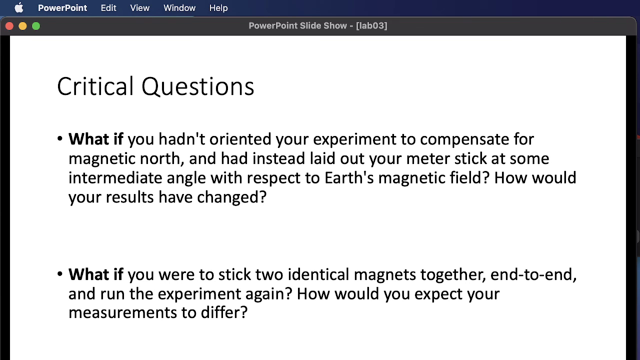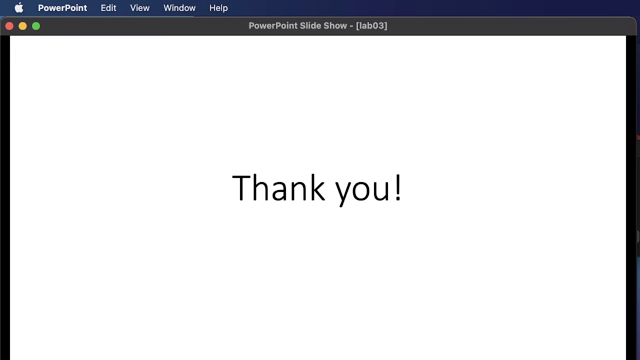If we were to stick two identical magnets together end to end and run the experiment again, we would expect to see a doubling effect in the magnetic field due to magnetic field superposition.